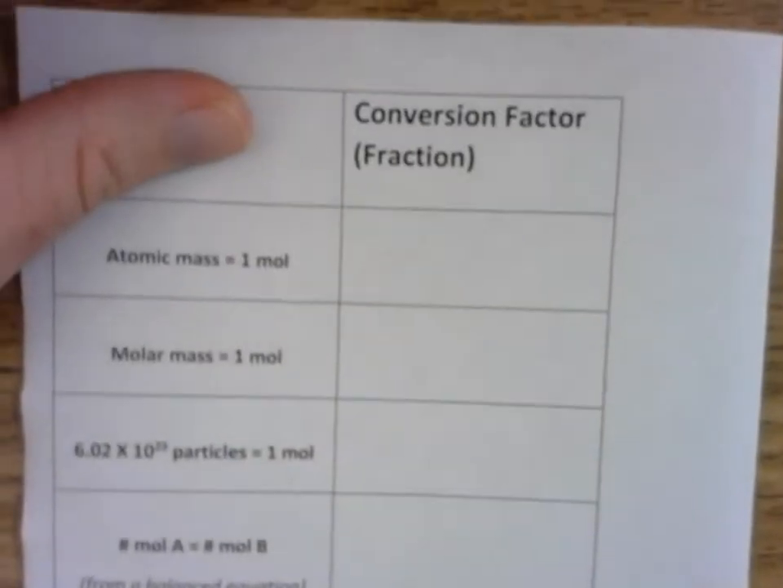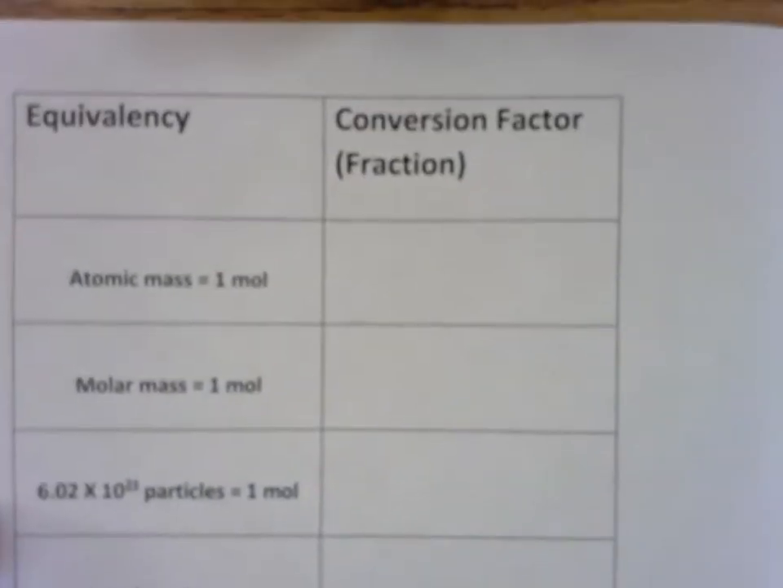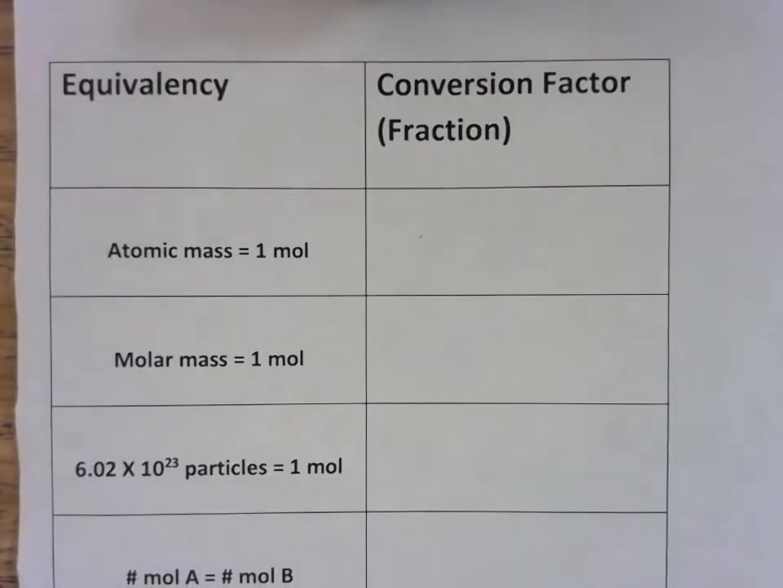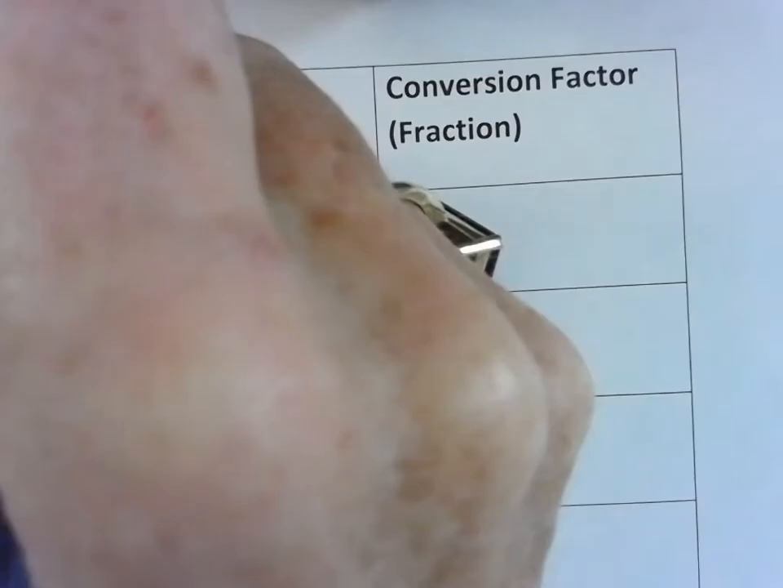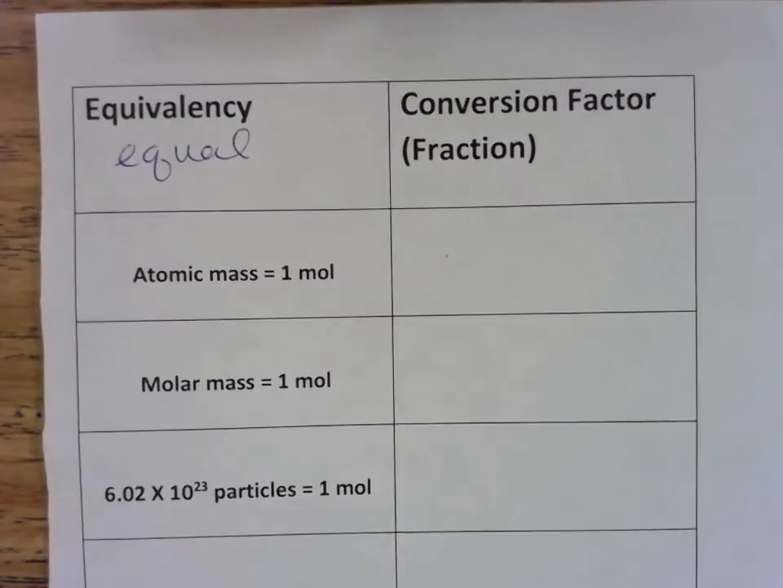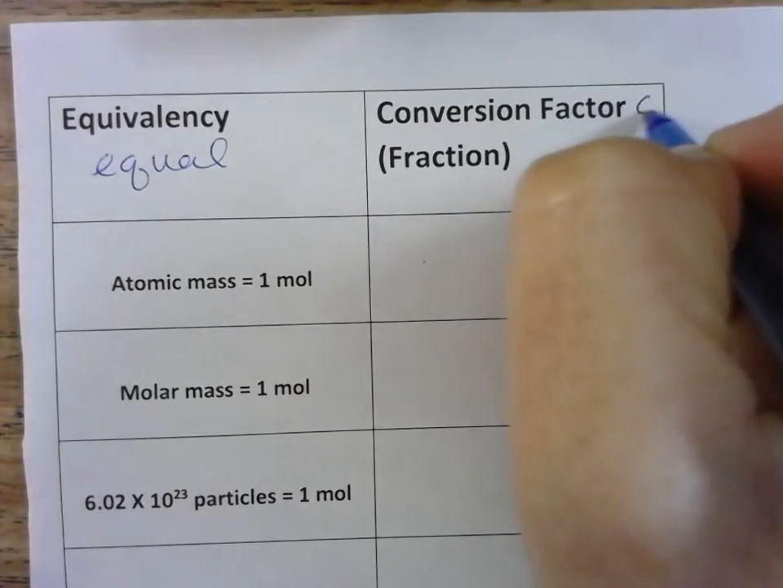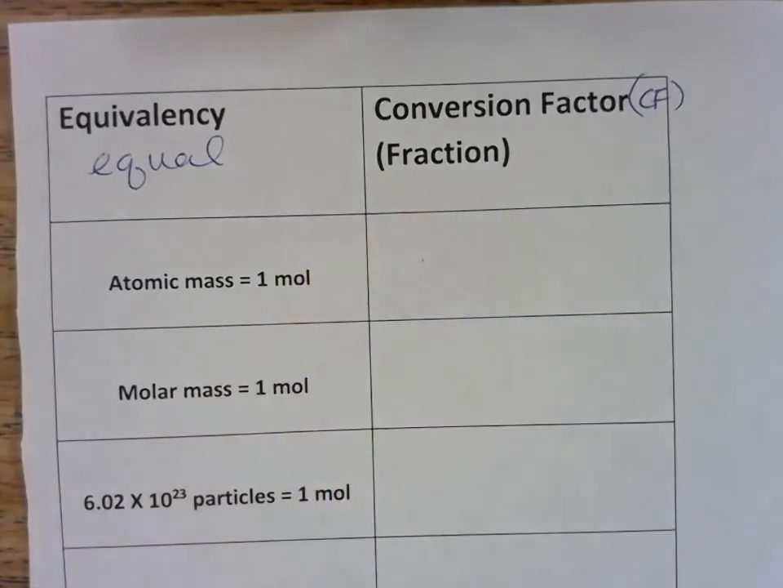This is going to be eventually glued into your notebook, page 104. So we have equivalencies, and these are things that are equal to each other. They're equal. And then we have conversion factors, which I usually abbreviate CF, and they are fractions. And these two are one and the same.